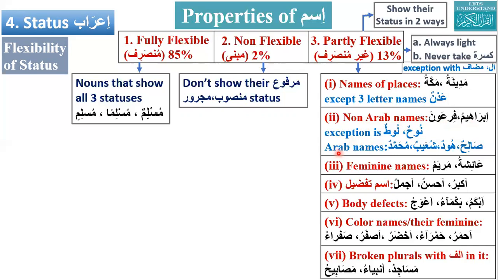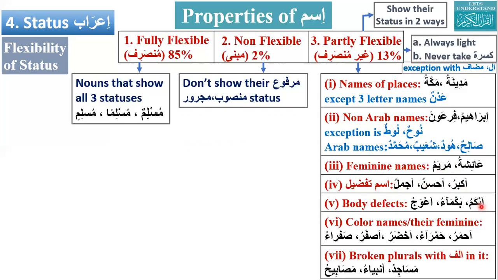There are Arab names. Arab names are always flexible, like Salihun, Hudun. Then feminine names are also mostly partly flexible, like Aisha, Maryamu. Then ism tafdeel like akbaru, ahsanu, ajmalu. These are also partly flexible. It cannot be akbarun, ahsanun, ajmalun. No. So these are akbaru, ahsanu, ajmalu. Then there are body defects like abkam.